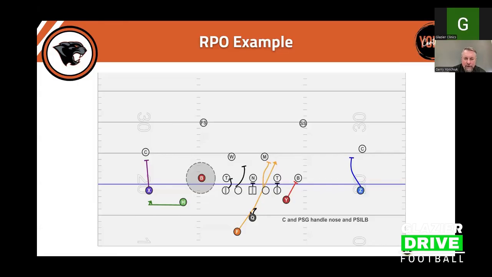So here's an RPO example. Ball's inside the rails. We're in a pistol set or offset. If we get the read, quarterback's going to pull this thing, and we're going to throw it out to the H.